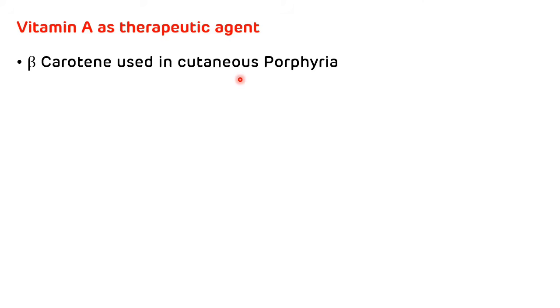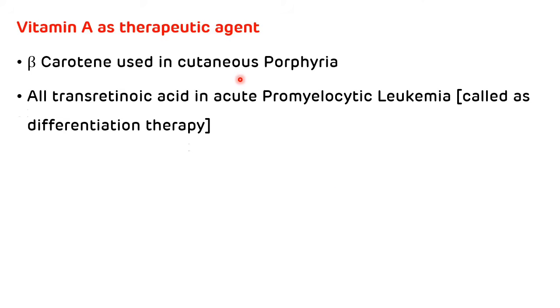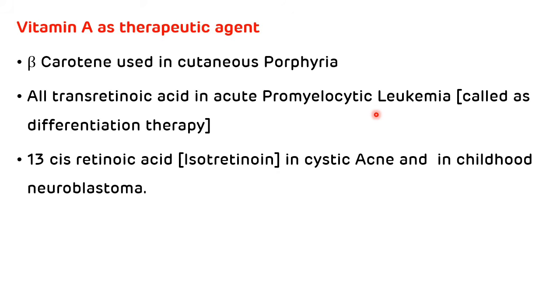Now, vitamin A as a therapeutic agent, meaning in various diseases we can use vitamin A as a therapeutic drug. Beta carotene is used in cutaneous porphyria, all-trans retinoic acid in acute promyelocytic leukemia, which is called differentiation therapy. Then 13-cis retinoic acid, also known as isotretinoin, is used in cystic acne and in childhood neuroblastoma. So these are the various uses of vitamin A as a therapeutic agent.